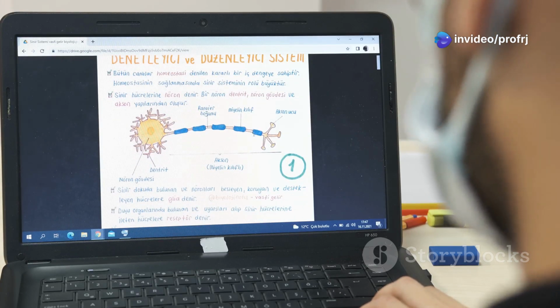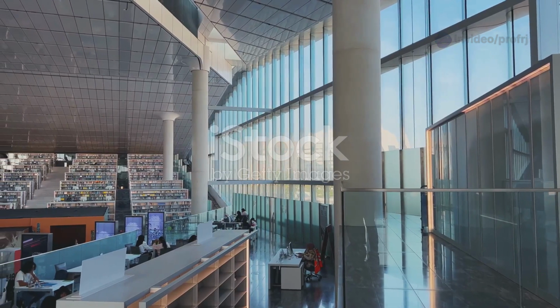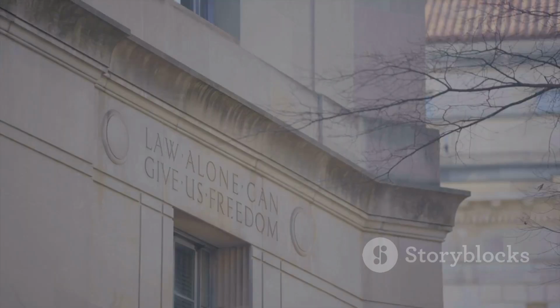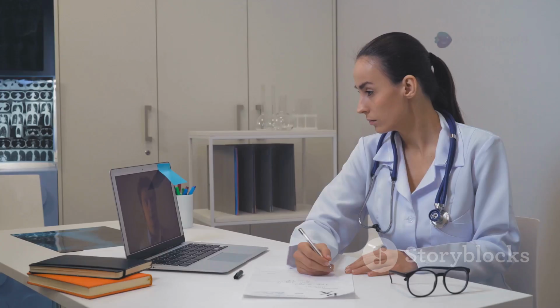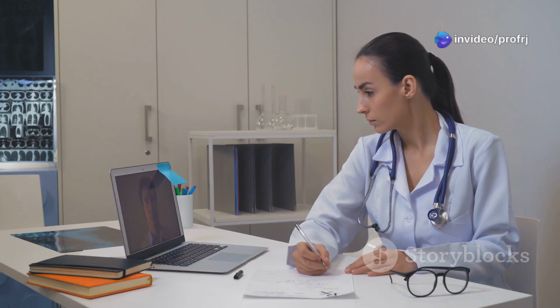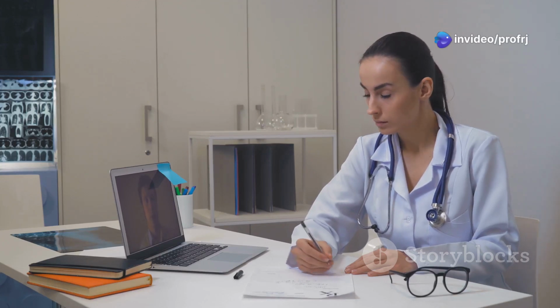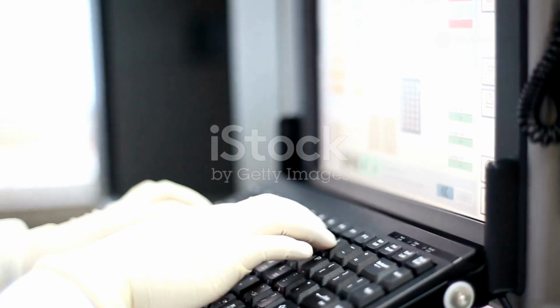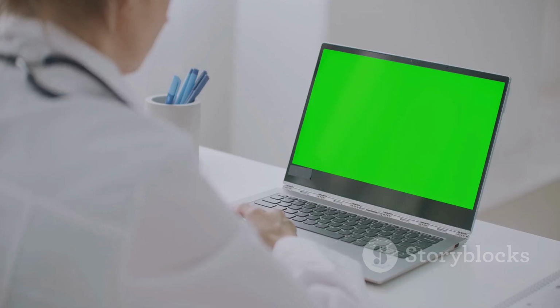PubMed is a crucial tool for accessing credible information. PubMed is a free database maintained by the United States National Library of Medicine at the National Institutes of Health. It provides access to millions of citations and abstracts in the fields of medicine, healthcare, biology, and related disciplines.